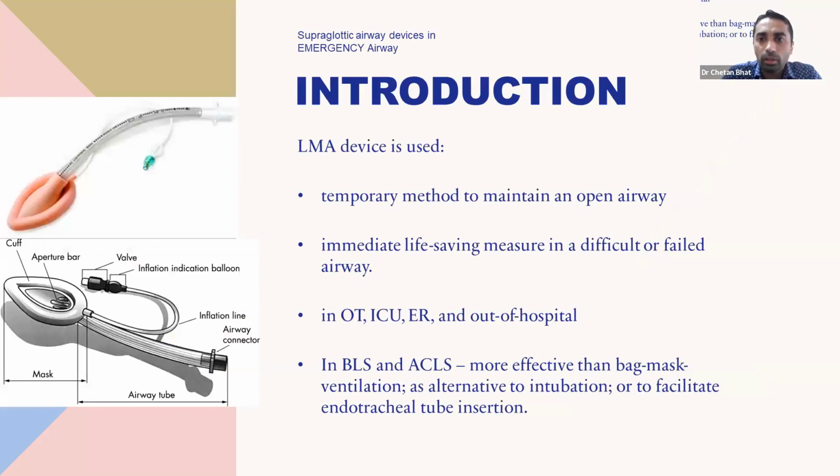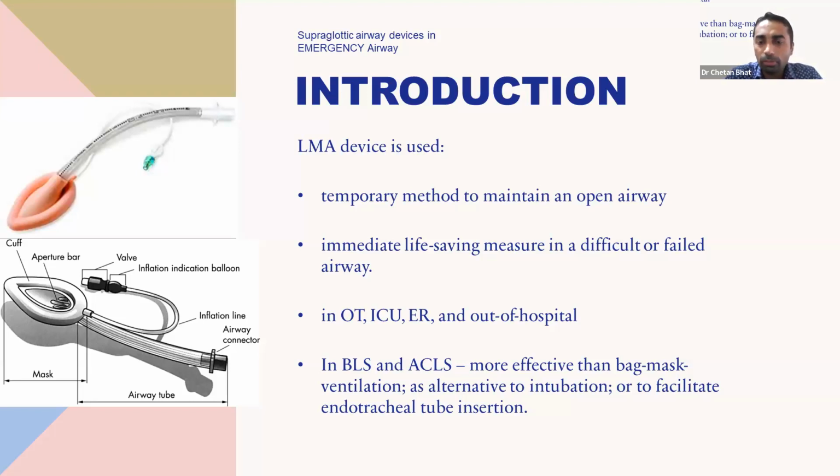LMA was one of the recent inventions, around 1983 by Archie Brain. Before that, airway management meant the introduction of an endotracheal tube or a tracheostomy. These were the two mainly used devices for airway control. What Archie Brain from the UK did was try to use a supraglottic airway to manage the airway. This invention helped us avoid intubation for a certain period of time.